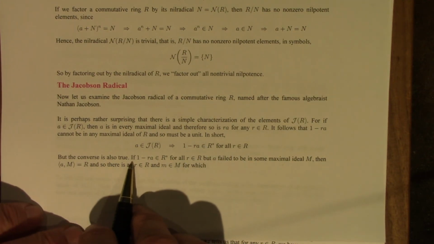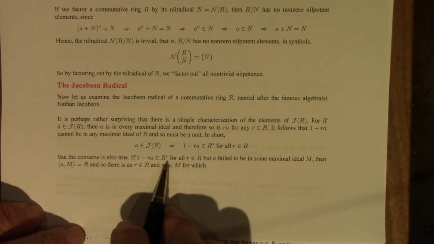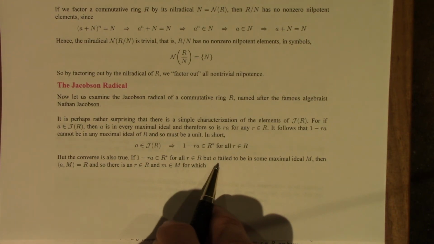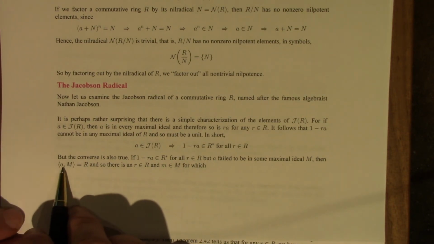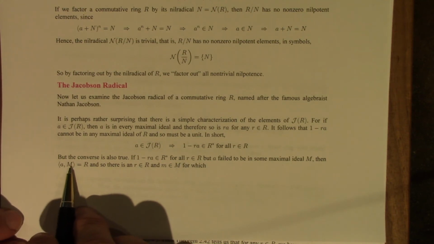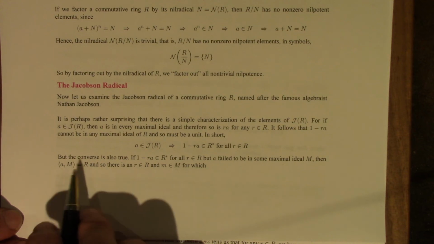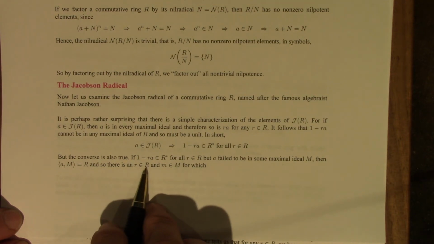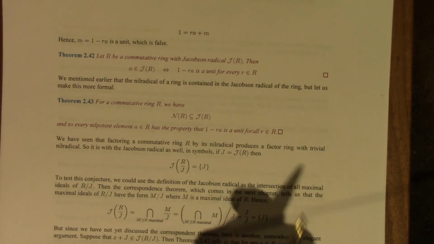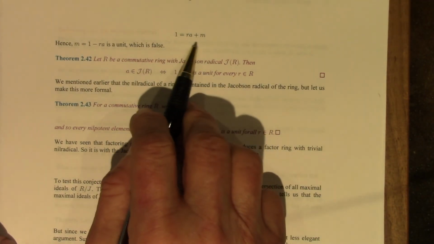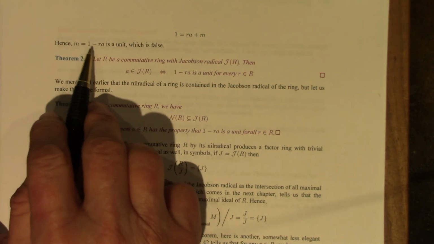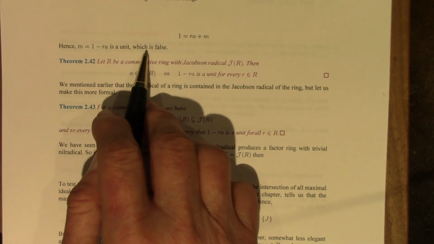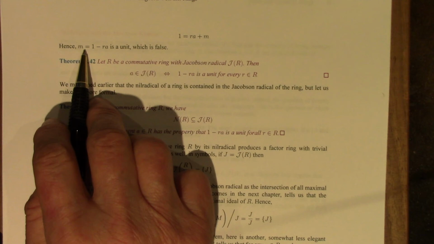But the converse is also true. If 1 minus rA is a unit for all little r in the ring, but A failed to be in some maximal ideal M, then the ideal generated by M and the element A is bigger than the maximal ideal, so it must be all of R. So there's a little r in R and a little m in M for which 1 equals rA plus m, and therefore m, which is 1 minus rA, is a unit, and that's a contradiction. There are no units in a maximal ideal.